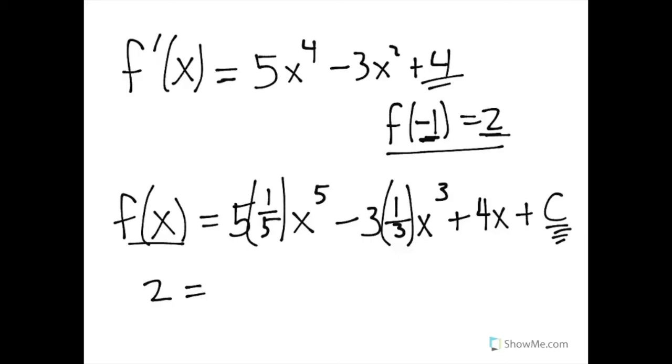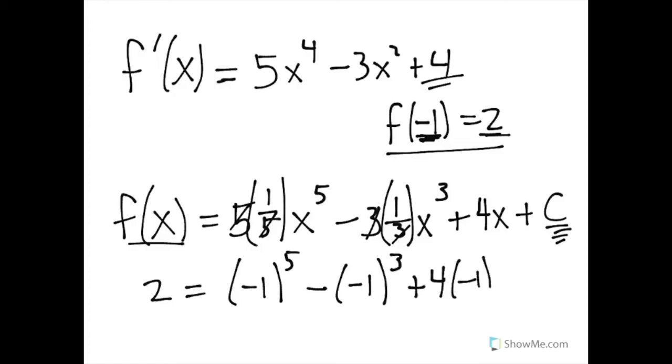We know that when f of x is 2, we can plug in, and by the way, the 5 and the 1/5 out front will cancel, and you can take this negative 1 here and plug in everywhere you have an x. So negative 1 to the 5th, the 3 and the 1/3 are going to cancel. That's kind of nice. So minus negative 1 to the 3rd plus 4 times negative 1 plus c, and we can go find out exactly what c is.